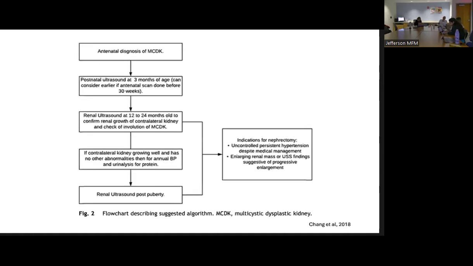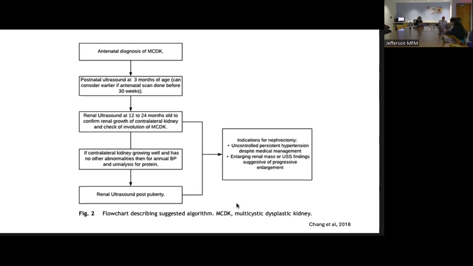This is just a little flow chart that suggests an algorithm for following them postnatally. And so you diagnose your MCDK, you get your postnatal ultrasound. They suggest renal ultrasounds at 12 to 24 months old to check for involution of your dysplastic kidney and also evaluate the contralateral kidney. If the contralateral kidney is growing well and has no other abnormalities, then annual blood pressure checks and urinalysis for protein in the urine, and then get an ultrasound again post-puberty.